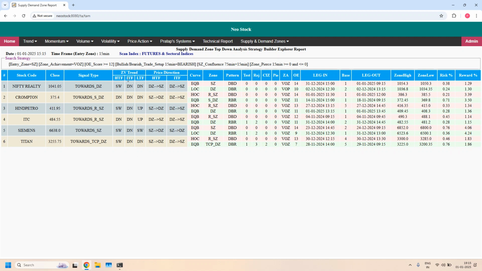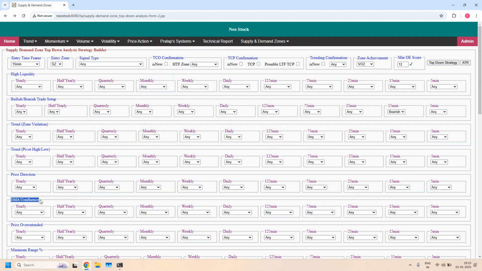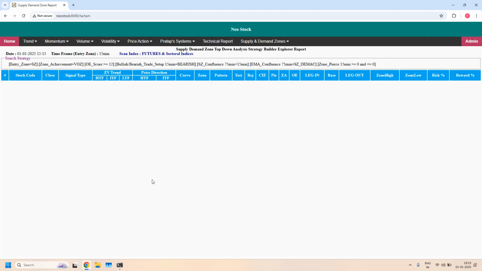And 75-minute trend is down in all the stocks, that is ITF trend. Because 75-minute trend is down and these 15-minute supply zones are part of the 75-minute supply zone, if the 75 minutes supply zone is having daily EMA confluence, there could be even more high probability setup stocks. Let us verify. In the 75 minutes time frame, the 75 minute supply zone with daily EMA confluence filter is enabled. With this filter, out of 6 stocks, we did not get any stock. So none of the stocks have 75 minute supply zones with daily EMA confluence.